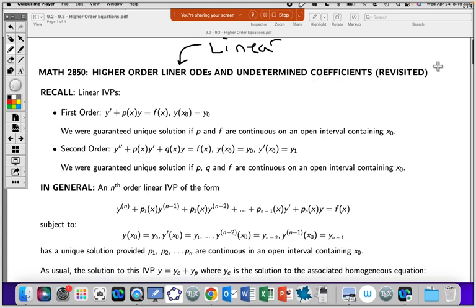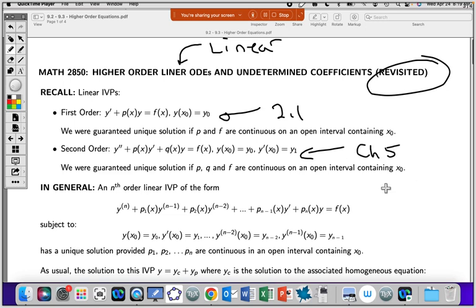Okay. Revisited. So this is like the extended edition. So let's look at linear. We had our first order linear. This was like the second day of class. That was section 2-1. And then we finally got into second order linear. This was chapter 5. Okay, so we did that.